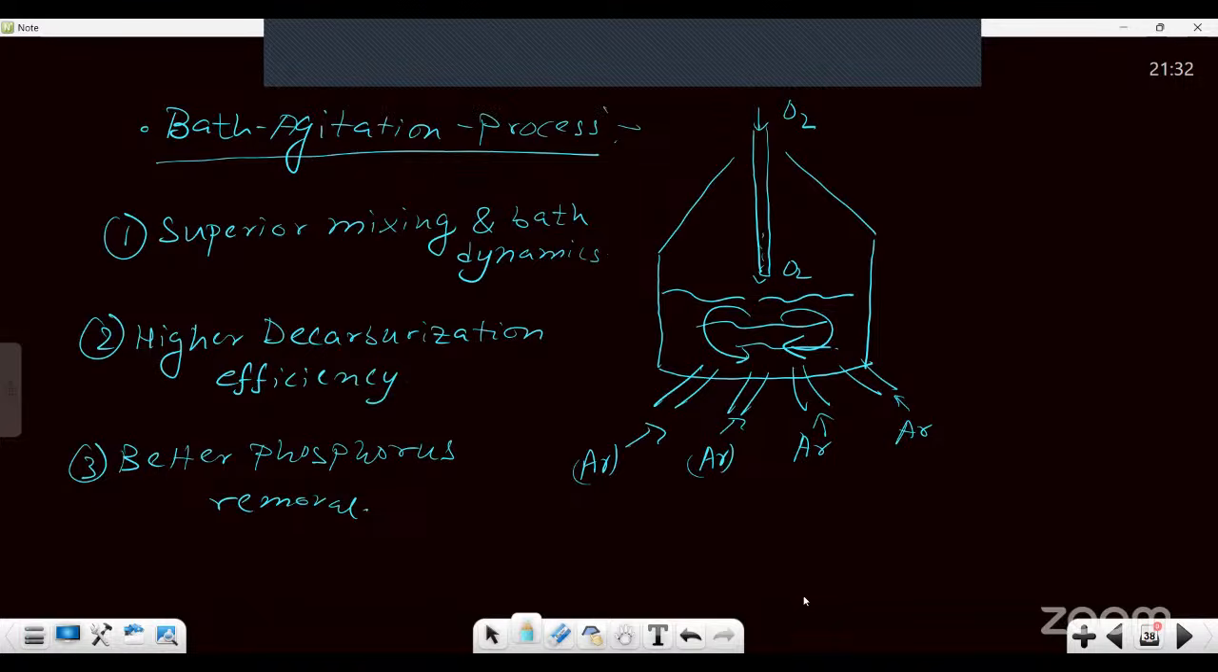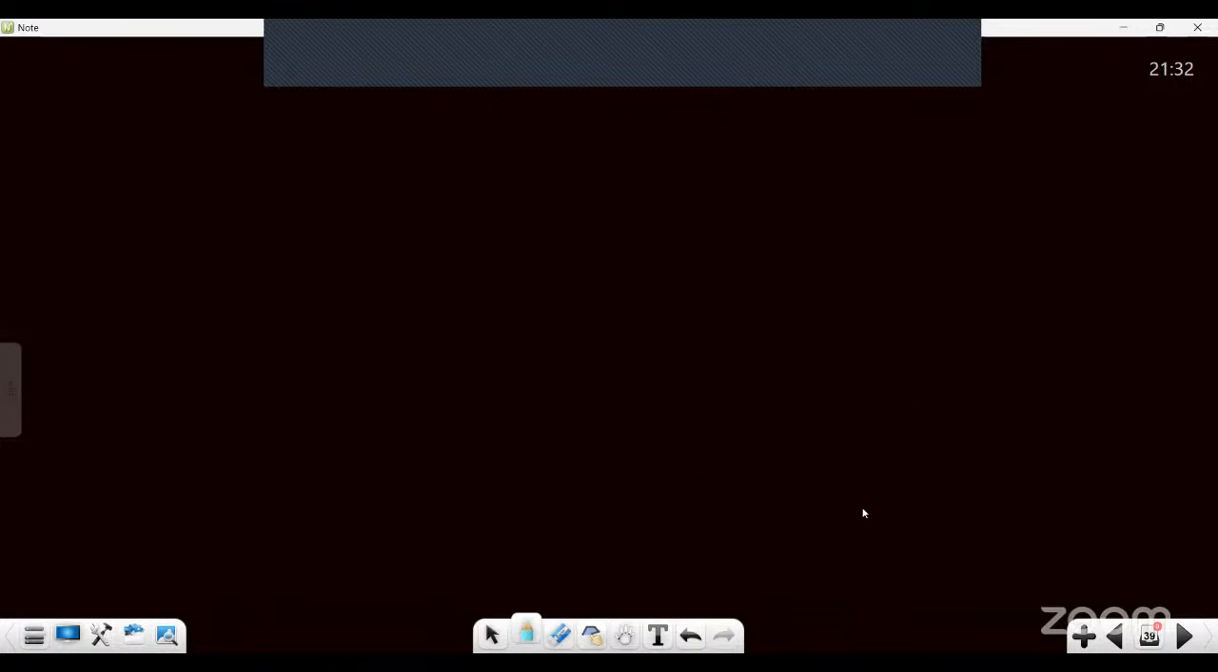Now we talk about a very important topic, which is the deoxidation of steel.